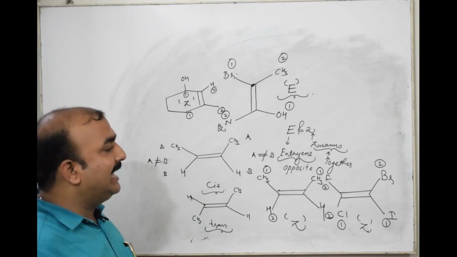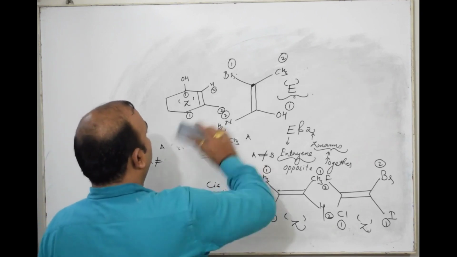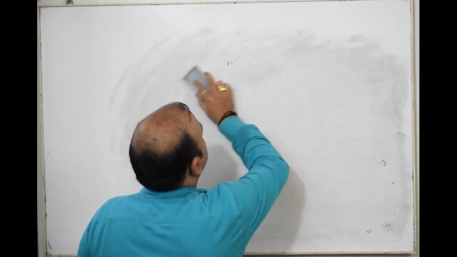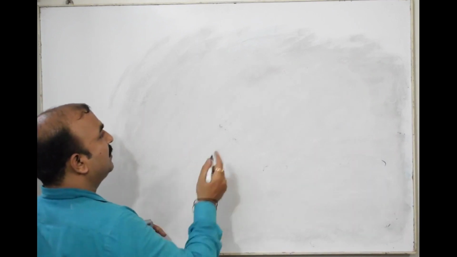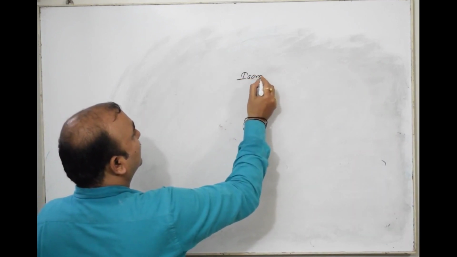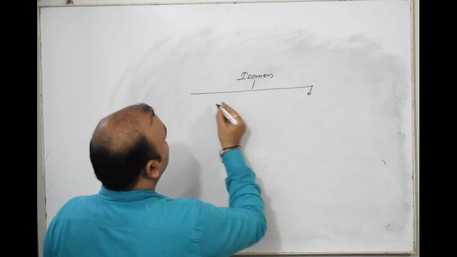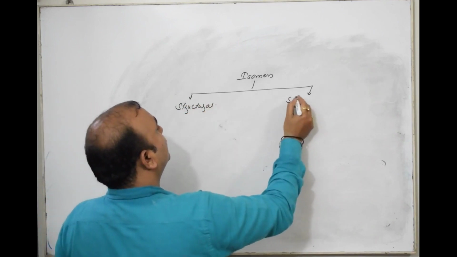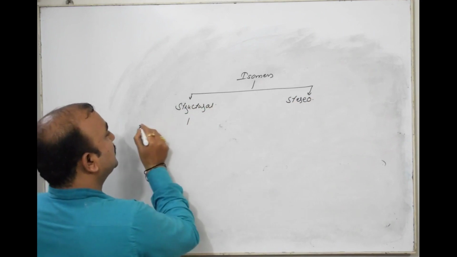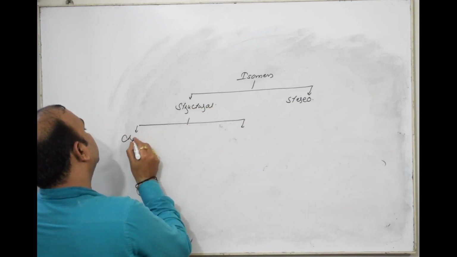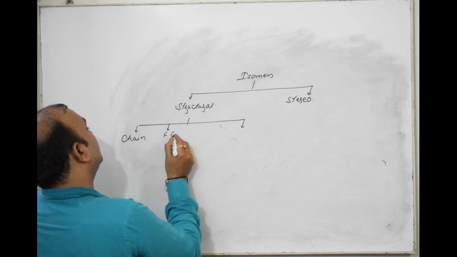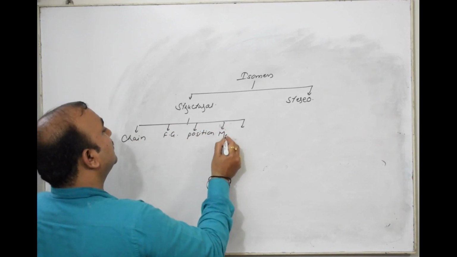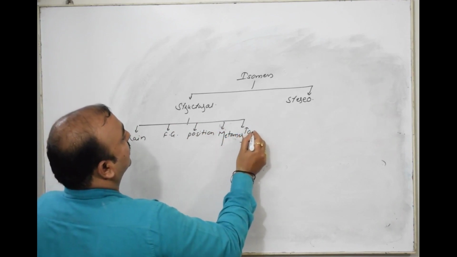Now we'll have a fast discussion on whatever we have done up till now. Number 1, isomers are divided into two types, structural and stereo. Structural into 5 types: chain, functional group, position, metamer and tautomer.